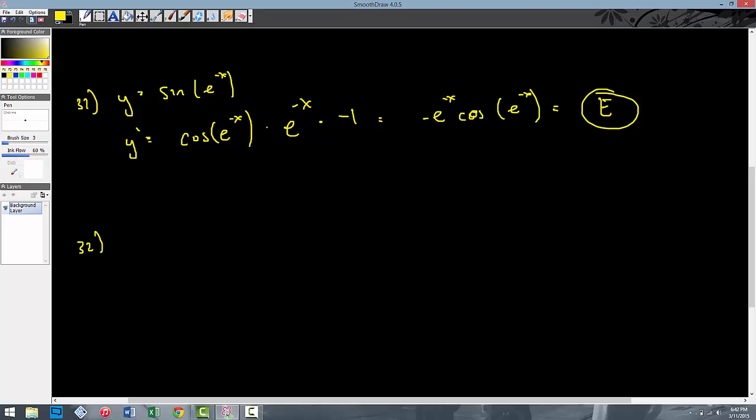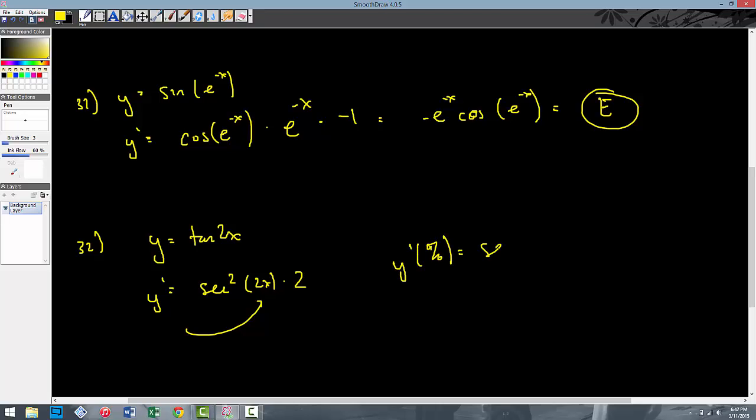We are on the home stretch, people. This is the last one. y equals tan 2x, and they want us to just find the derivative at pi over 6. So the derivative is going to be secant squared of 2x times 2. Now, to find what y prime is at pi over 6, I have to plug a pi over 6 into there. So what I get is y prime at pi over 6 is going to be secant squared of pi over 3 times 2.